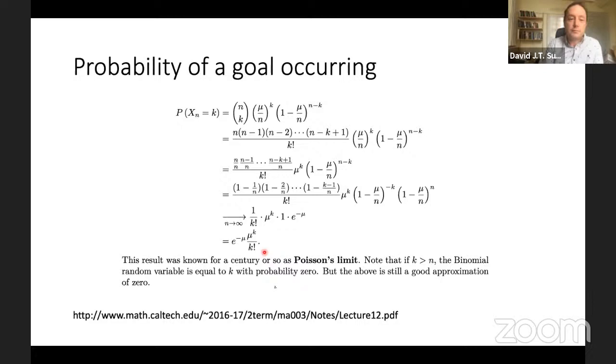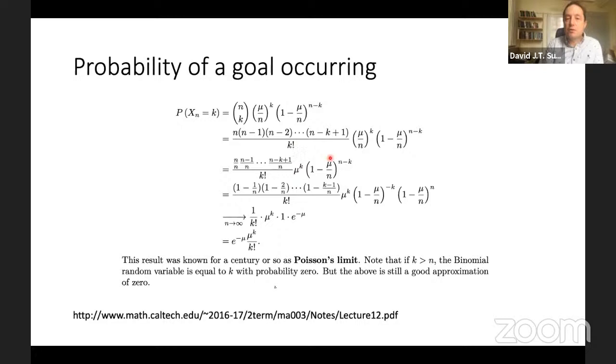And what we do is we start with the binomial distribution. This is where we expand it out. This is what I should have done to make it clear. This is n factorial divided by n minus k factorial, which gives n multiplied all the way down to n minus k plus 1. Then we divide by k factorial here.